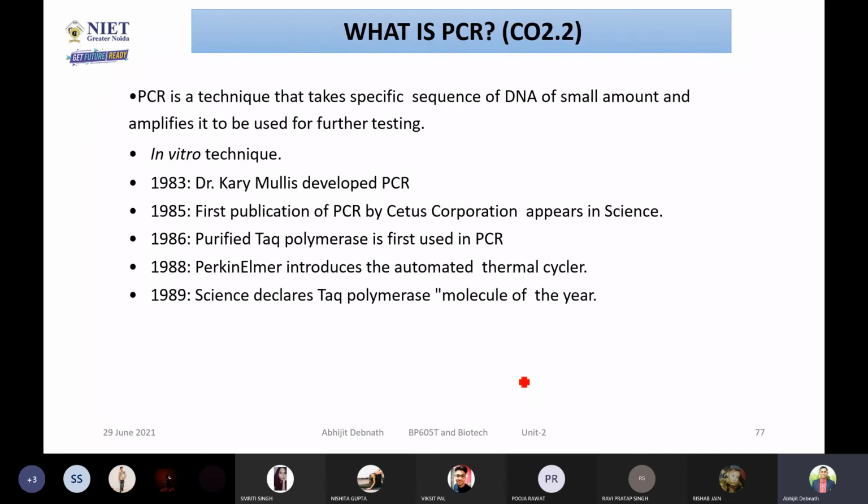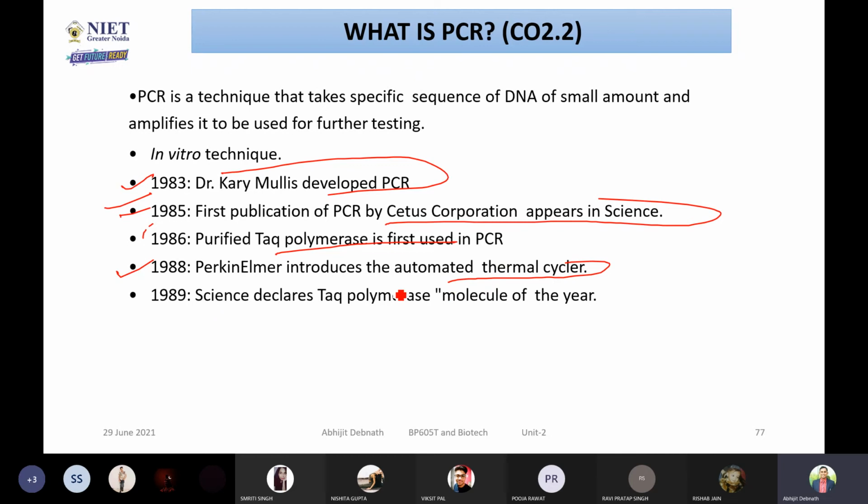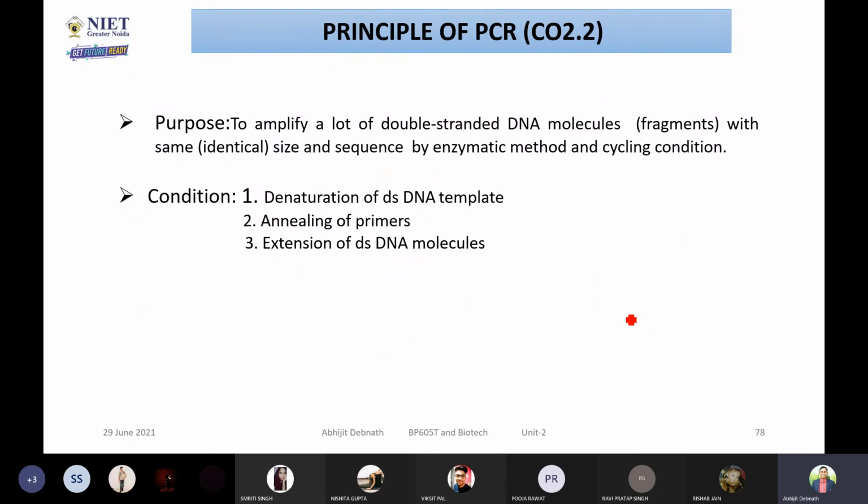In a very quick recap, it was introduced a long time ago and was developed by Kary Mullis in 1983. The first publication appeared in 1985 in the journal Science. Then purified Taq polymerase was used. Then PerkinElmer introduced the automated thermal cycler, and later Taq polymerase was called the molecule of the year. There are lots of Nobel Prizes also given in this particular area.